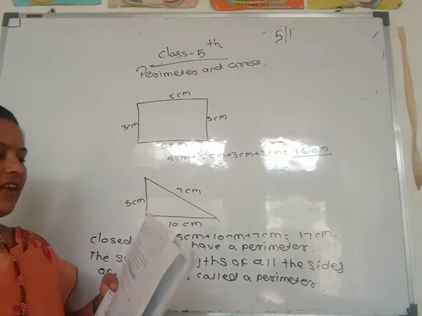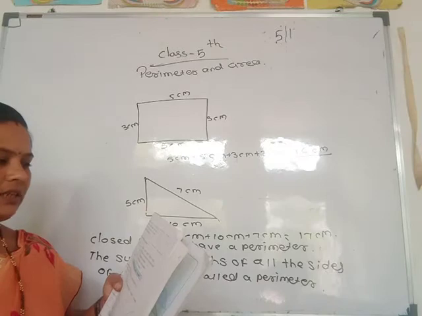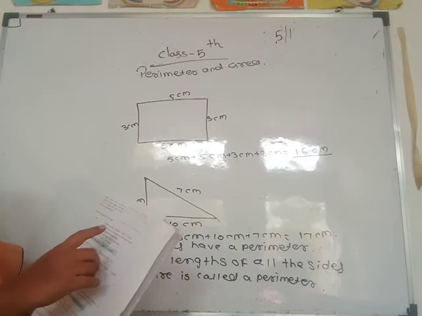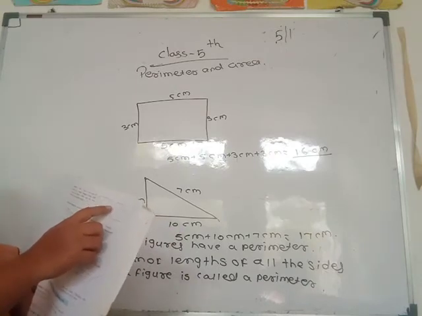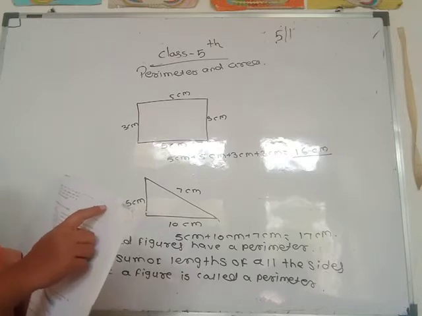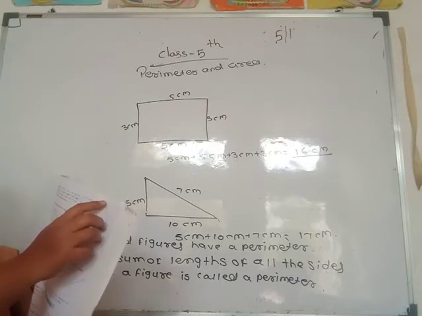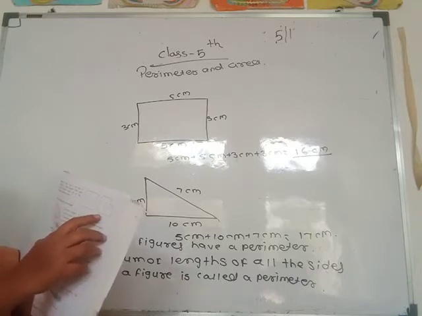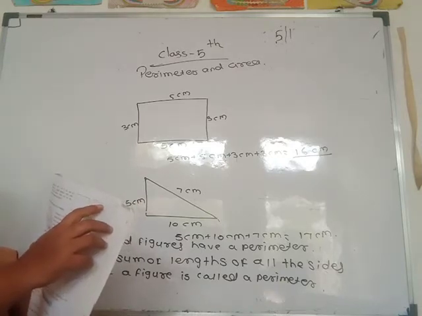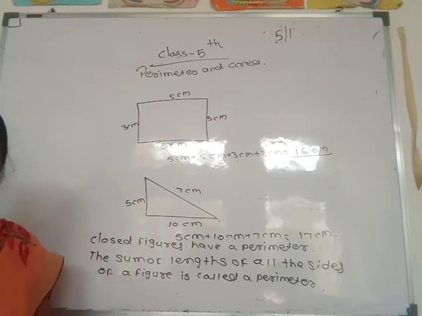If a square of side 1 centimeter is cut off the corner of a larger square with side 3 centimeter, what will be the perimeter of this remaining shape? See here, here 3 centimeter, here 3 centimeter, here 3 centimeter, here also 3 centimeter. But 1 centimeter is cut. This cut is 1 centimeter, so how many centimeter remain here? 2 centimeter. Then here 3 centimeter. Here also 3 centimeter. And here also 2 centimeter. This 1 centimeter and this 1 centimeter. Then your perimeter of this figure is equal to this.